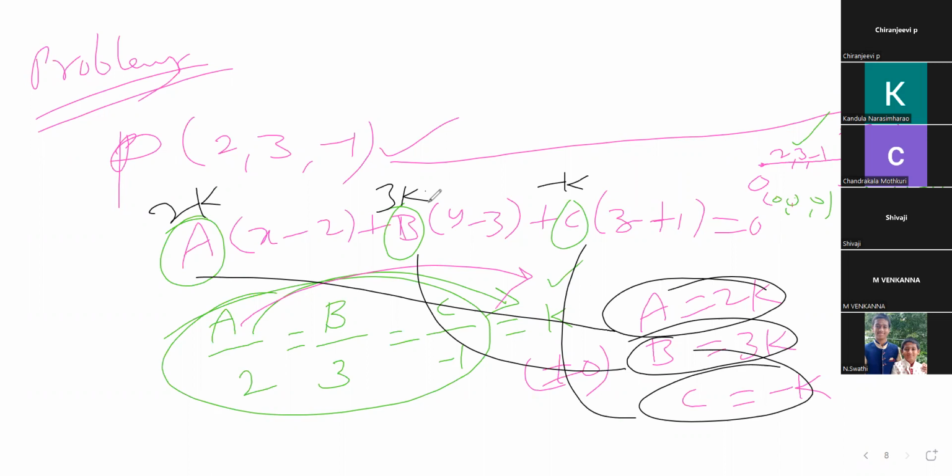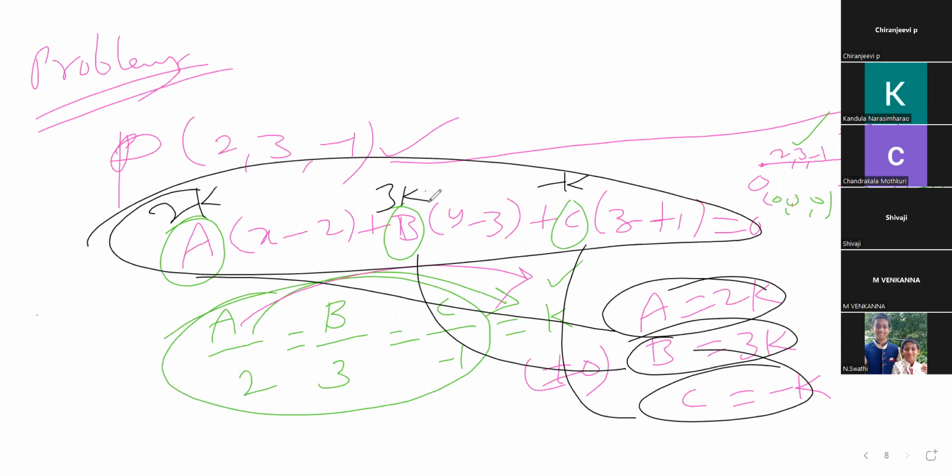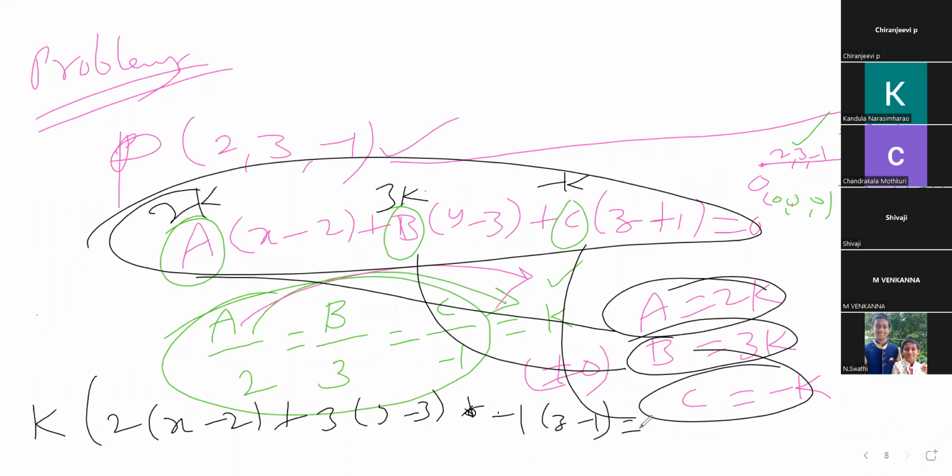So by taking k as common from this equation, the rest of the equation is 2 into (x minus 2) plus 3 into (y minus 3) plus, sorry, it is a minus 1, minus 1 into (z minus 1) equals 0. But since these three ratios are equal and I am supposing some non-zero constant, that is the reason k cannot be 0.